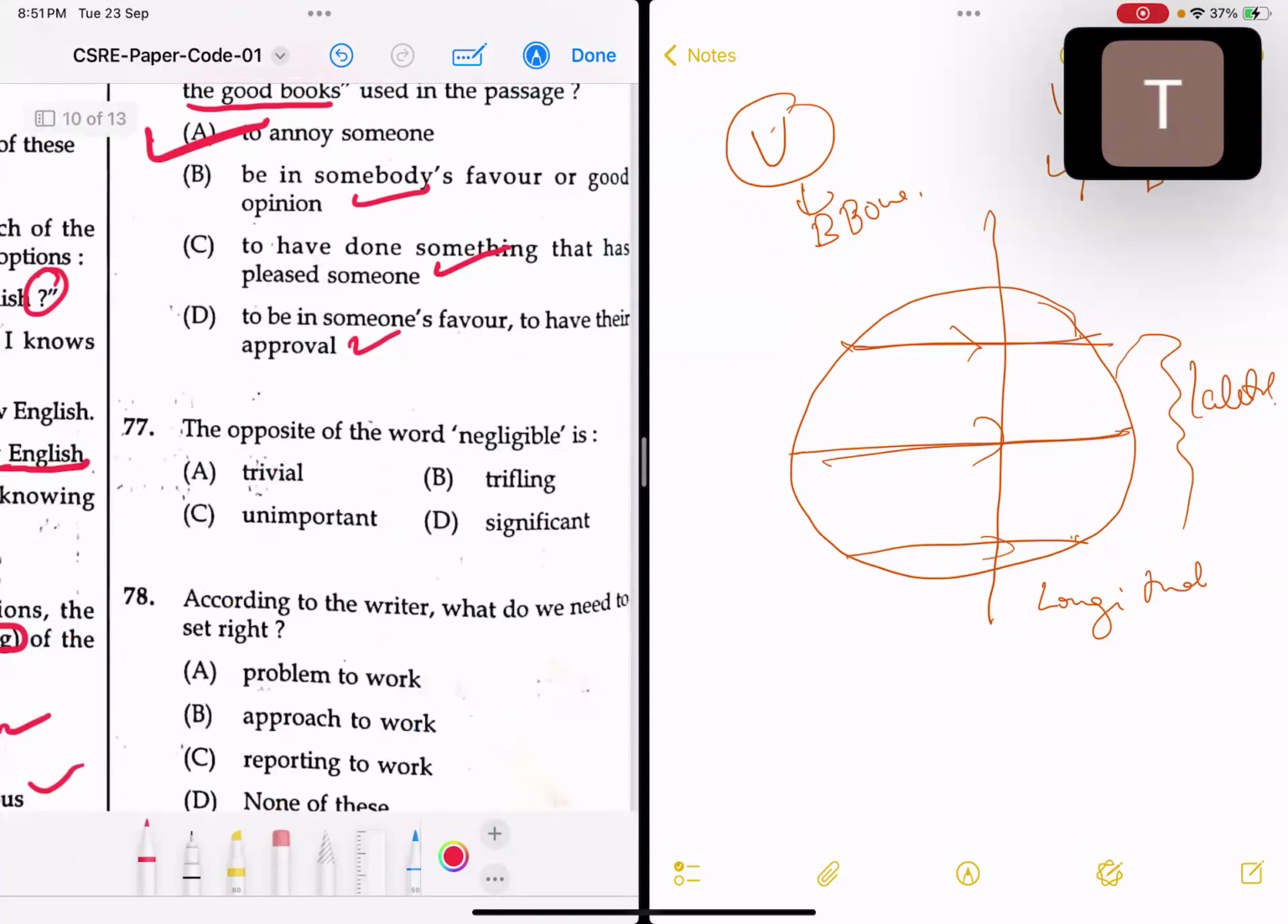The opposite of the word negligible, so it should be significant, right? So negligible means which is not important, right? Which can be ignored, that is regarded as negligible. So the opposite of it will be significant. Significant means which is important, right?